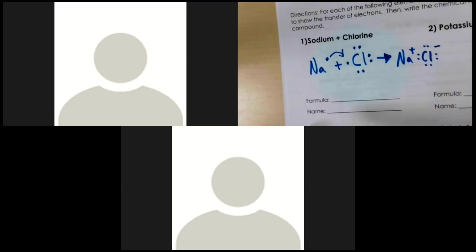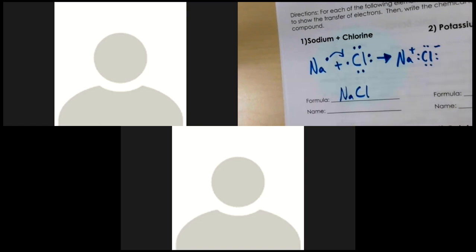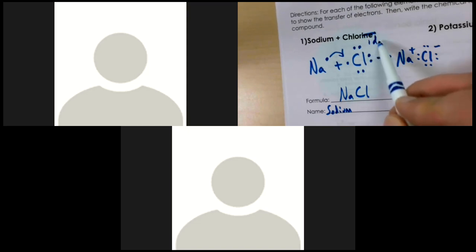So now what's the chemical formula? Well, how many sodiums did it take to make chlorine happy? It took 1 sodium and 1 chlorine. So my formula is just NaCl. 1 to 1. If it took more than 1, we'd have to put a little number in here, but this one was just a nice, easy 1 to 1. And now I need to name it. I use the name of the metal, so that's sodium. Then I change the name of the non-metal, take off the -ine, and put -ide, right? Sodium chloride.